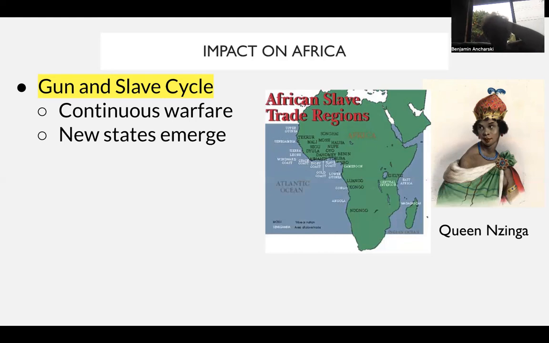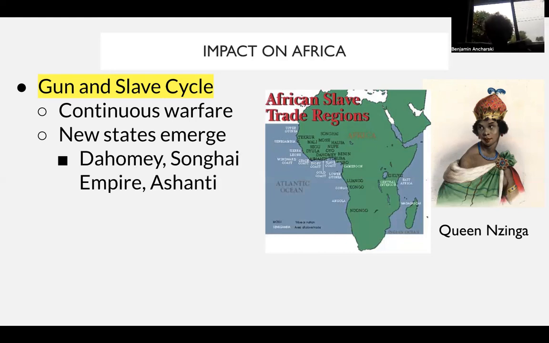But we do see that new states will emerge as a result of this guns and slave cycle. These states emerge to protect themselves from being enslaved, but also to get slaves. And these include places like Dahomey, the Songhai Empire, and Ashanti in West Africa. These states will emerge as powerful regional kingdoms that are going to get their wealth through the selling of human beings and the purchasing of guns. Guns, after all, as we saw in Unit 3, mean centralized power.